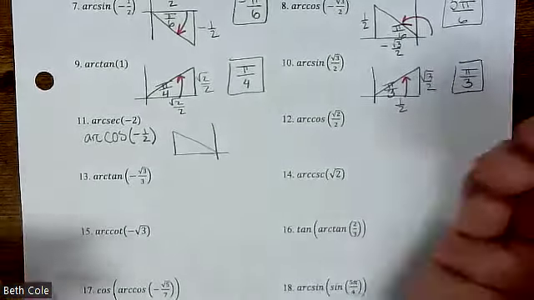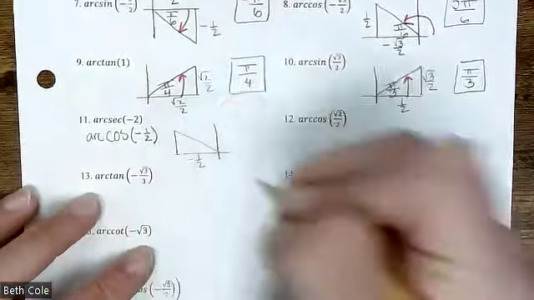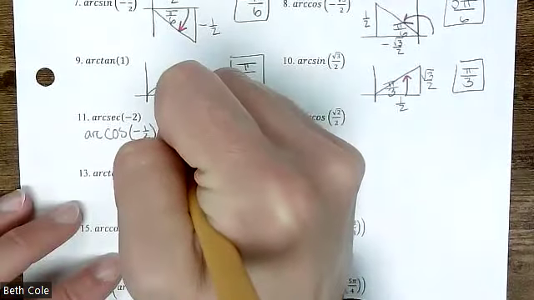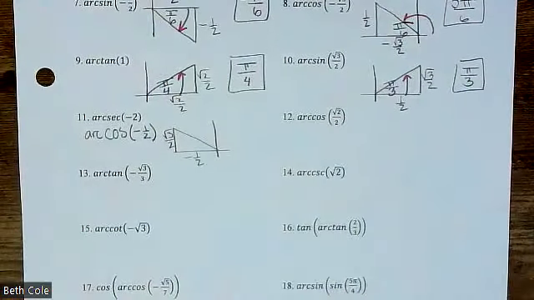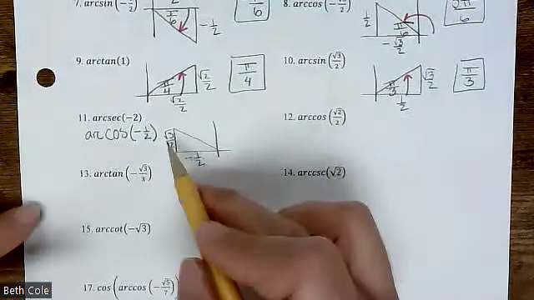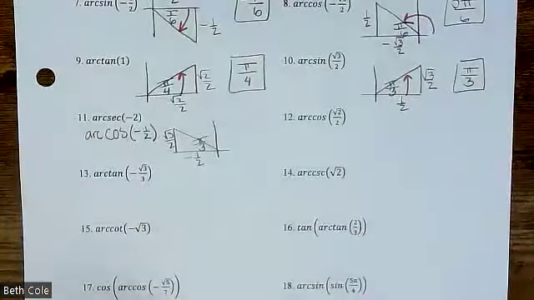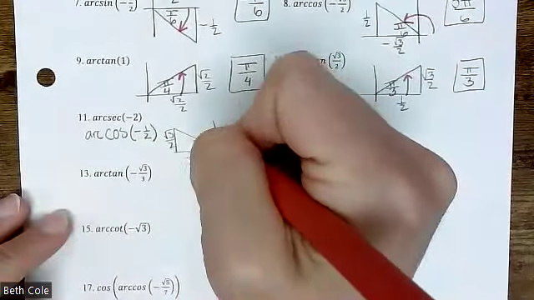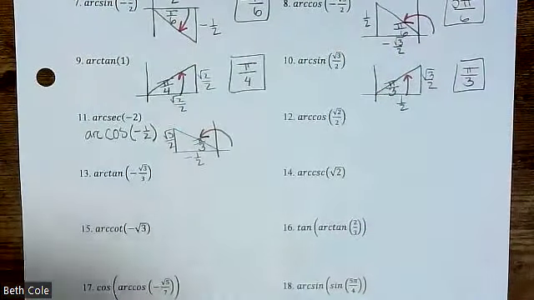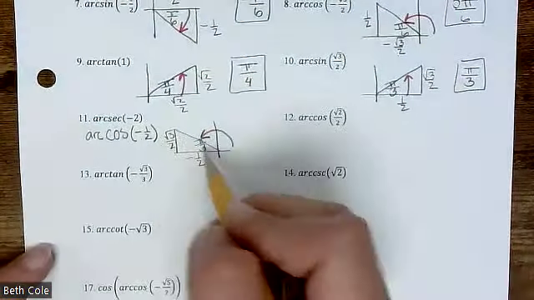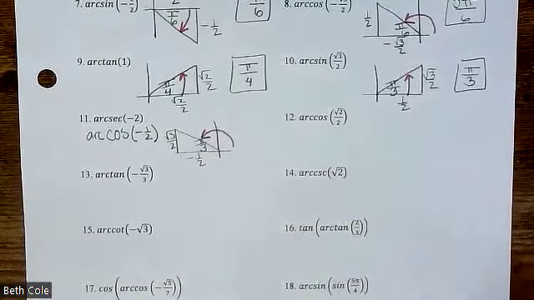All right, cosine is the x value, so the -1/2 goes for x. That means the other side is square root of 3 over 2. What's your angle for that one? Pi over 3. But your answer is not pi over 3. It is how far you rotated to get there. So what's your angle in the second quadrant that's thirds? It's 2 pi over 3.